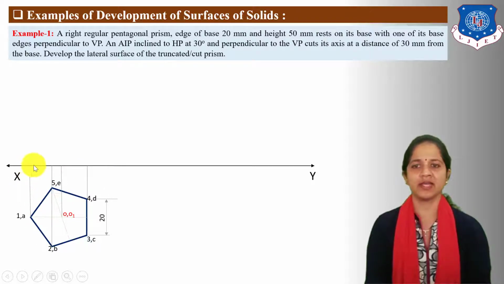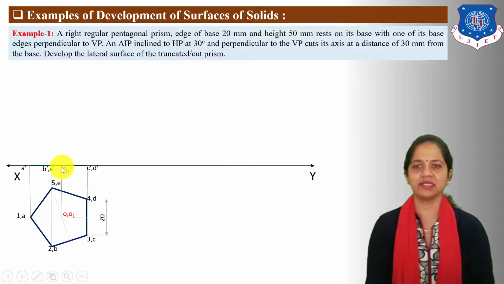So, mark base points as a', b', e', base center point o1', and c', d'. In front view, the base will be projected as a straight line on XY. Next, draw the axis line from the o1' point. Take height 50 mm.